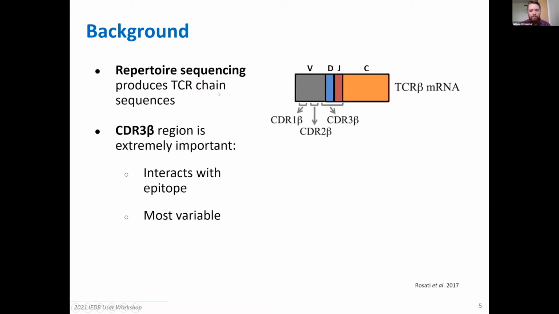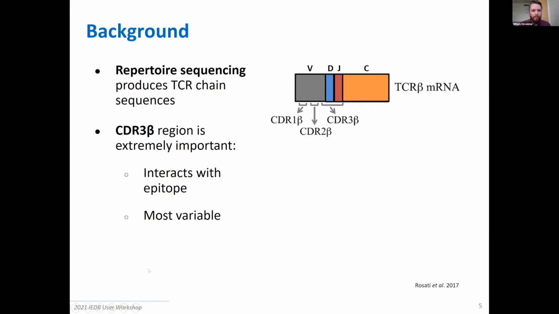One of the techniques that has become very common in T-cell biology is repertoire sequencing. This is a form of sequencing that allows you to produce the TCR chain sequences that you have within a population of T cells. And in particular, a lot of these approaches focus on the CDR3 beta region, which is generally considered to be the most important for T-cell specificity. This is because it's the portion that interacts most directly with the epitope, and it's also the most variable region of all the CDRs.